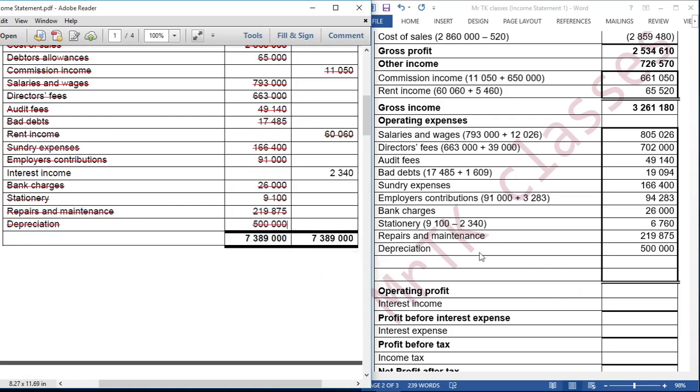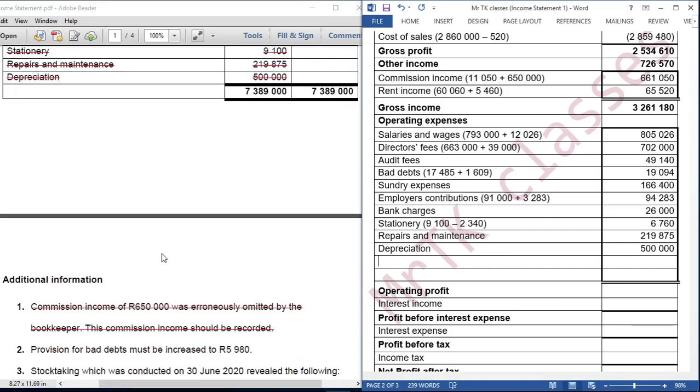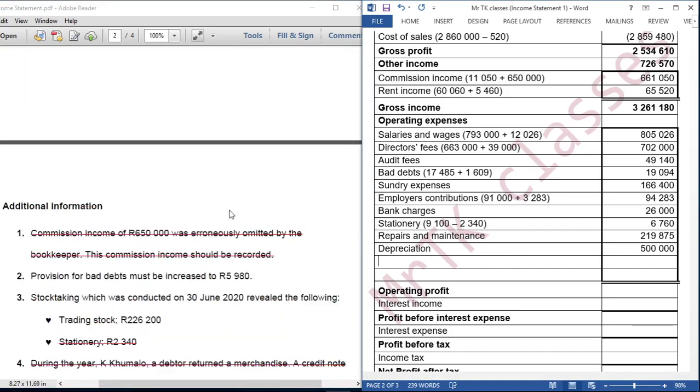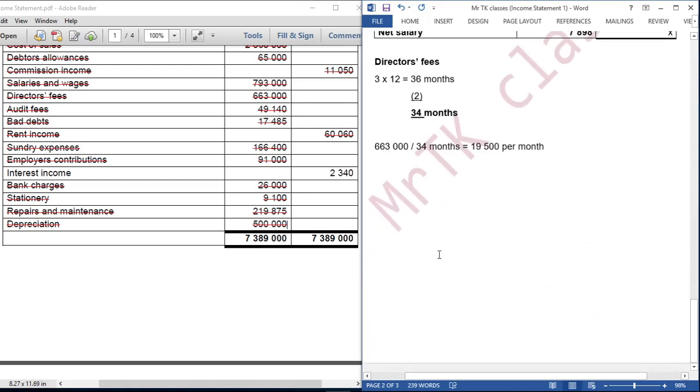Okay. So we move on to what? We move on to our provision for bad debts. All right, so this should have its own explanation. Provision for bad debts.